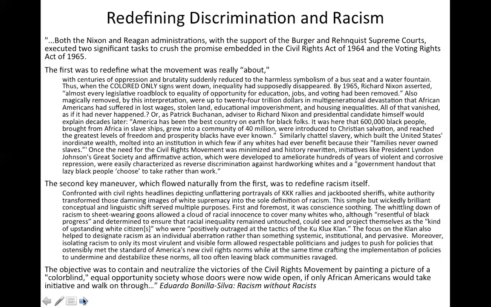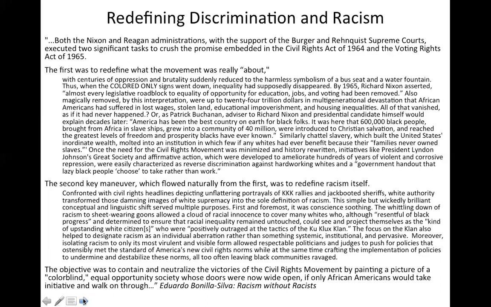And we saw this not only on the political level, but also the judicial level, where all the Supreme Court justices that Nixon and Reagan appointed pushed this idea that we now live in a colorblind society, and so they fought against affirmative action. They fought against any kind of civil rights, especially enforcing the civil rights bills.